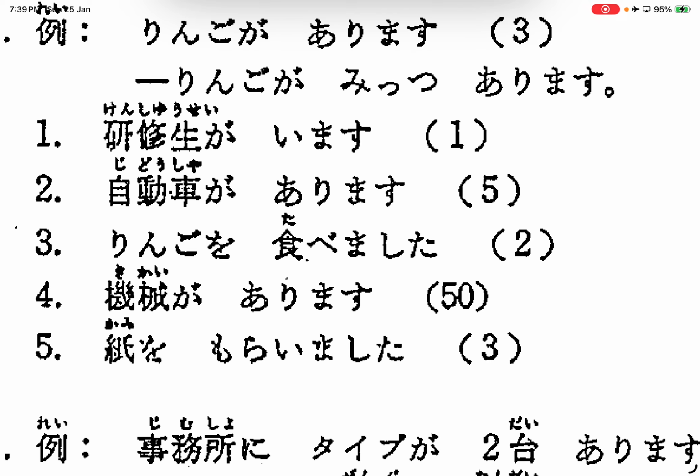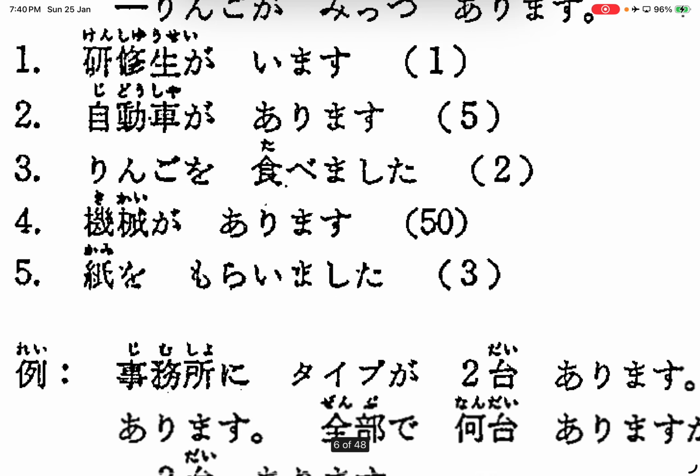Yes. How to say 50? What's kikai? Kikai is machine. 50台. Thank you. 台 is the counter for electronics or machinery. So 50台あります。 紙をもらいました。 3枚もらいました。 Thank you. So receive 3 pieces.